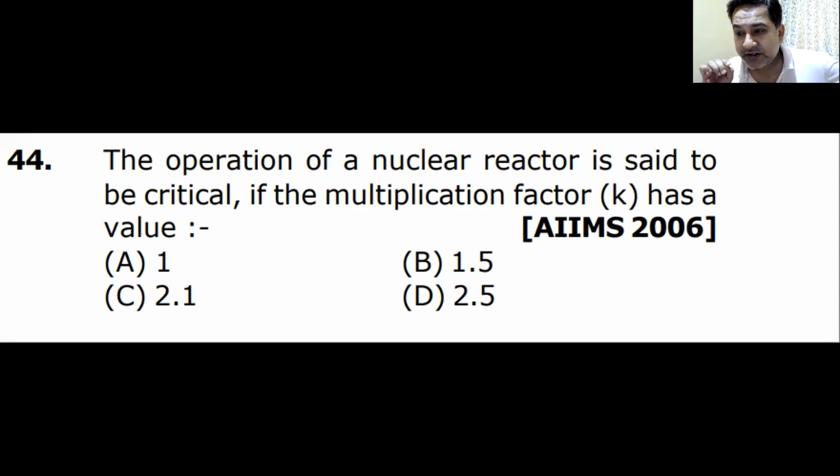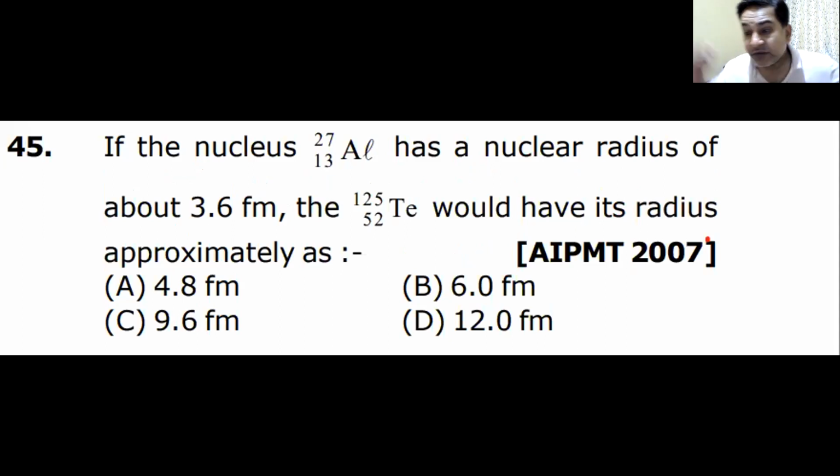The operation of a nuclear reactor is said to be critical if the what? K equals 1. Okay, we understand this. Good. I will have to shout if you make stupid mistakes like this. There is no way out. Rather than shout, let's see if you remember this one.